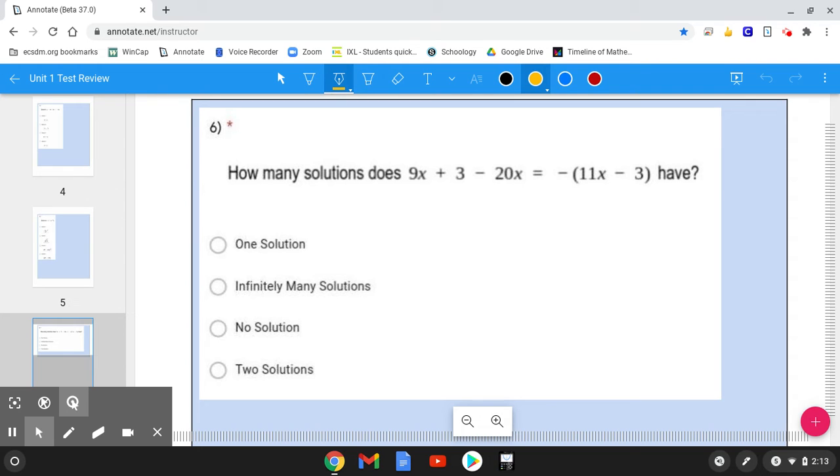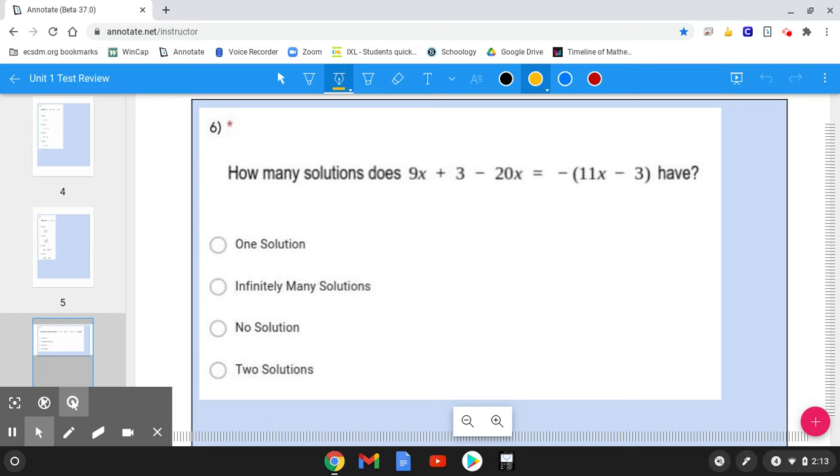Today we are continuing our work on the Unit 1 test review. So we're picking up on number 6 today. It says, how many solutions does this equation have? So you can either have one solution, infinitely many solutions, no solution, or two solutions.